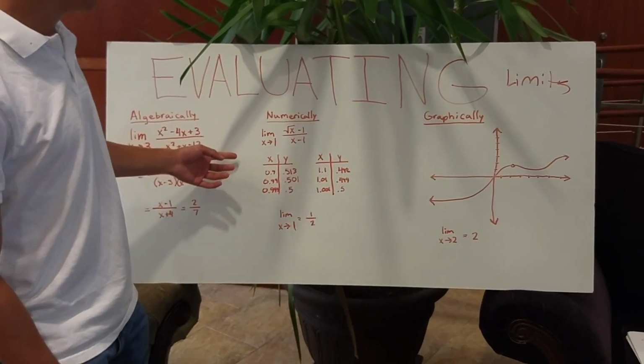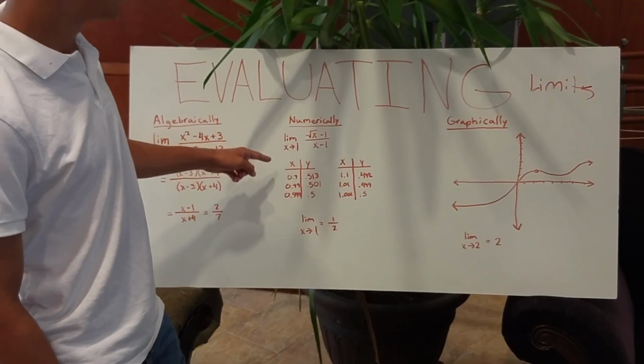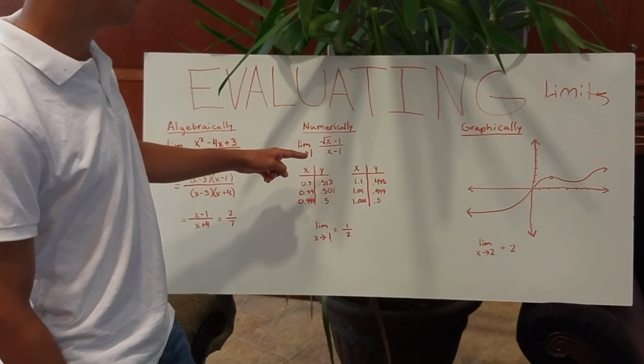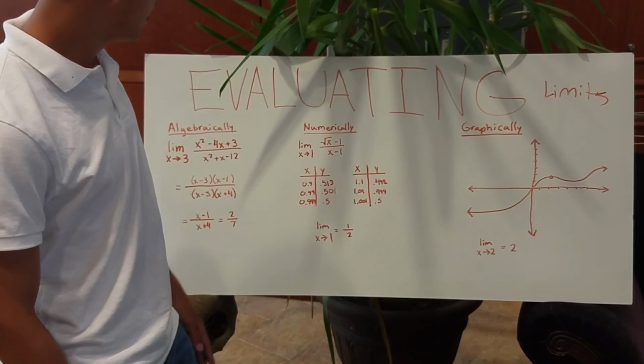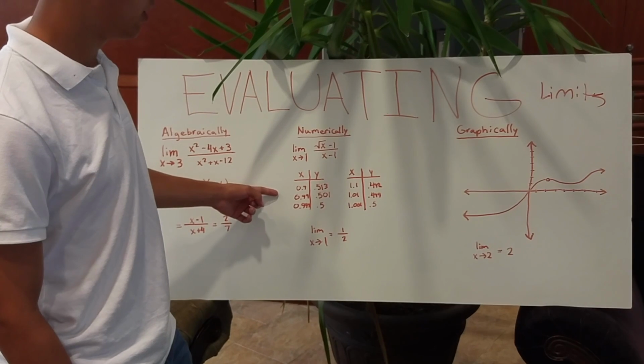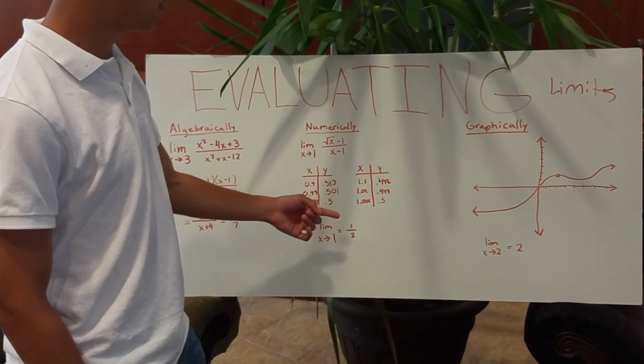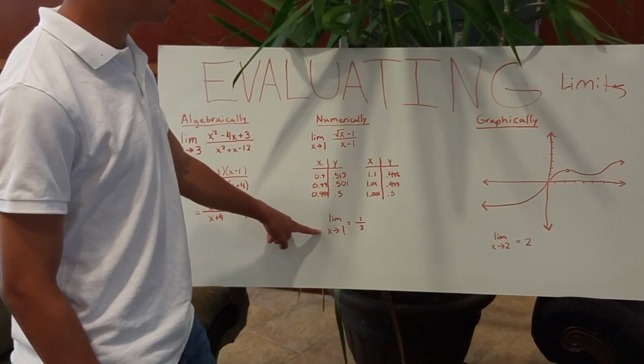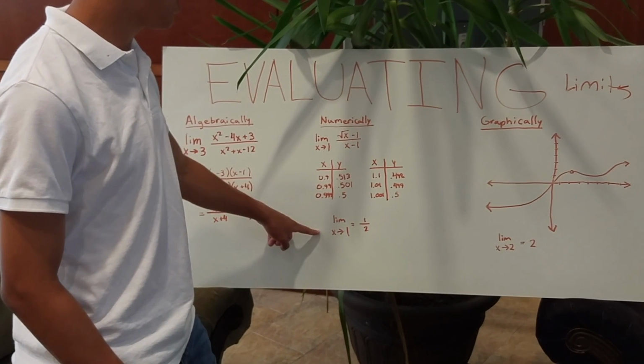For numerically, you have the limit as x approaches 1 of the square root of x minus 1 over x minus 1. And if you plug in values that are slightly below and slightly above x equals 1, you get that the limit as x approaches 1 is equal to 1/2.